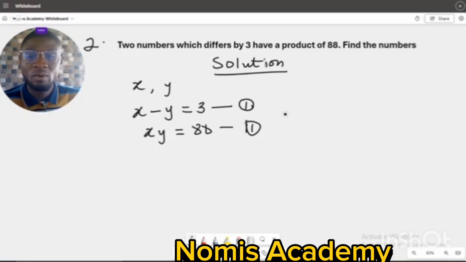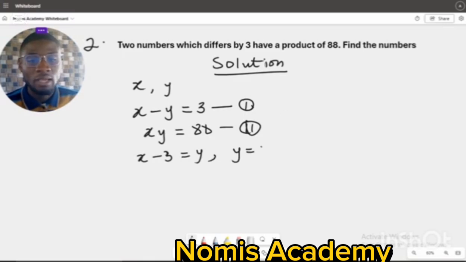So looking at equation number 1, we have the two numbers having coefficient equals to 1. So definitely I can make any one of them the subject of the formula. Let's make y the subject of the formula. So from equation 1, I can tell that x minus 3 is equal to y. Is that correct? So I took y out and brought 3 in so that y can be made the subject of the formula. So I can say that y is equal to x minus 3.